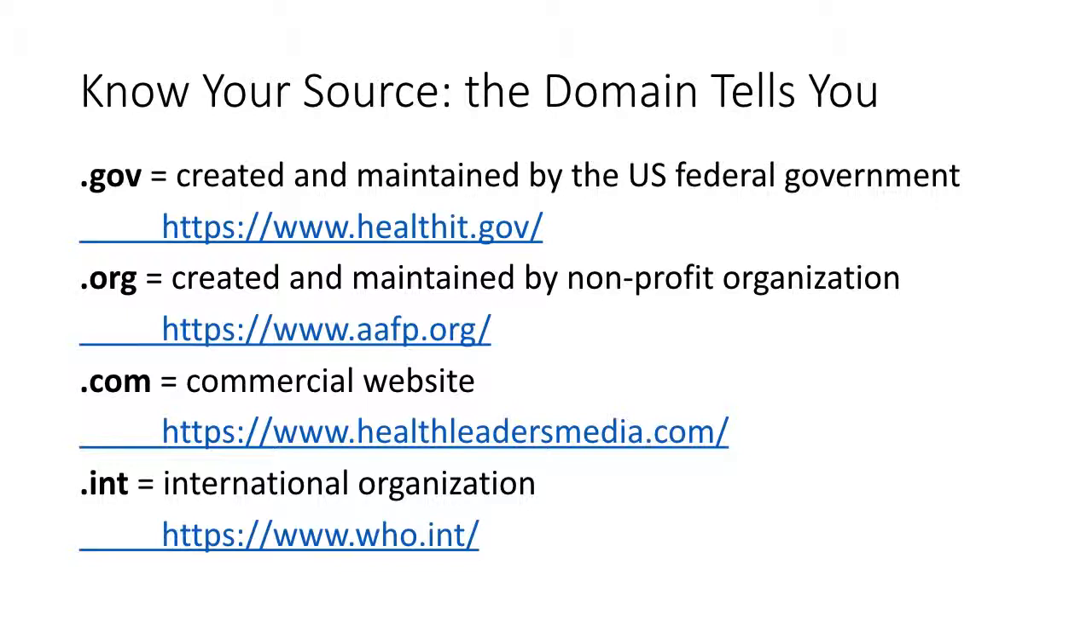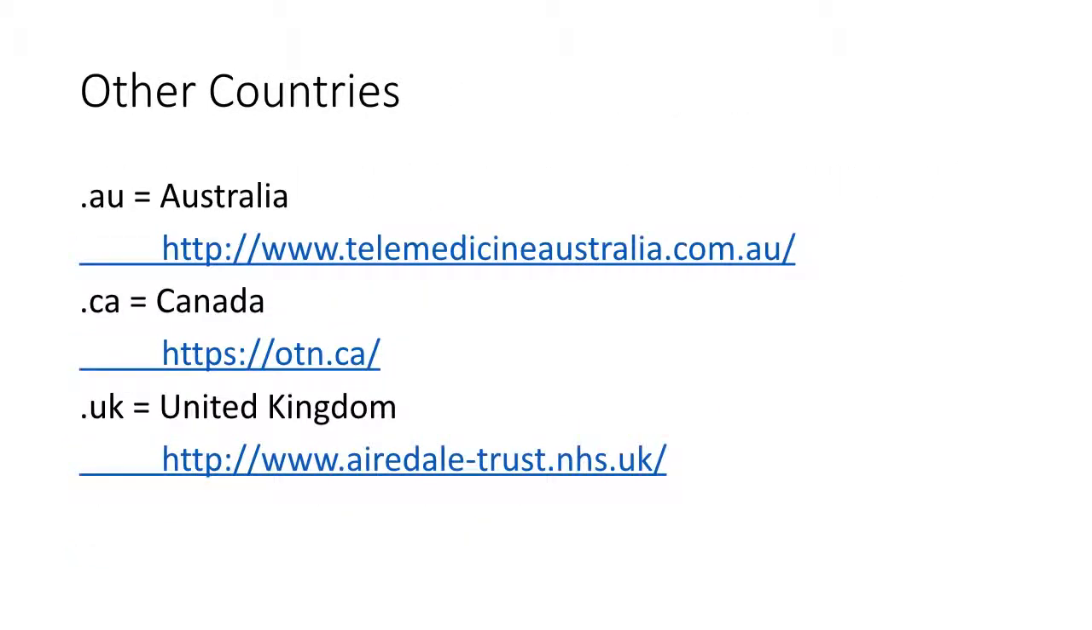Again, you want to qualify what kind of organization it is and what their basis is so you can discern fact from opinion, which sometimes can be hard to tell the difference. Other countries, very important for you to notice. .au is Australia, .ca Canada, .uk United Kingdom. Of course, every country has their own designation, especially when you are doing healthcare related research.